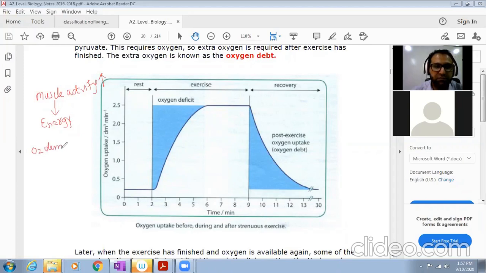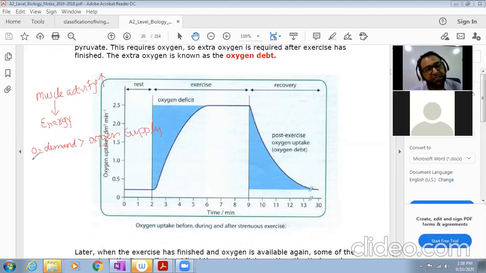Oxygen demand is more than what? Than the oxygen that I am supplying, the oxygen supply, good. That is, oxygen supply is less because initially my breathing rate is going to increase, but it is not at a high rate, so the oxygen is not supplied to my cells sufficiently. Still, I have to increase my breathing rate.